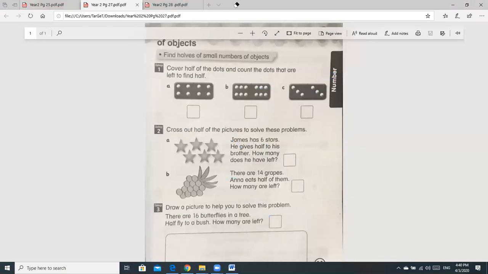Okay. Then now bring page 27. Here you say to me, cover half of the dots and count the dots that are left to make half.